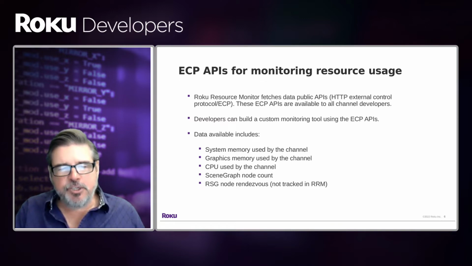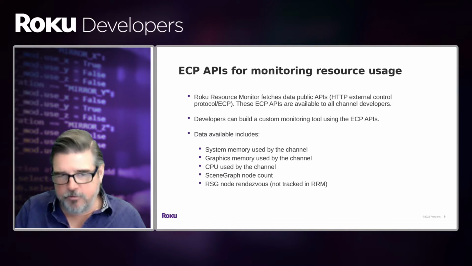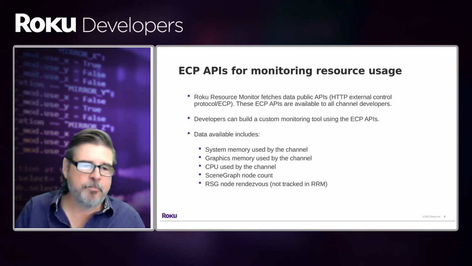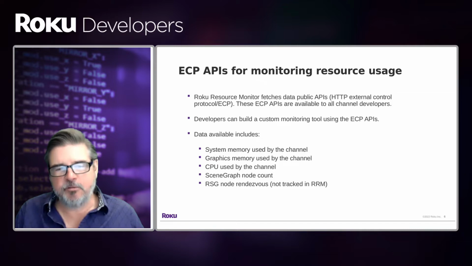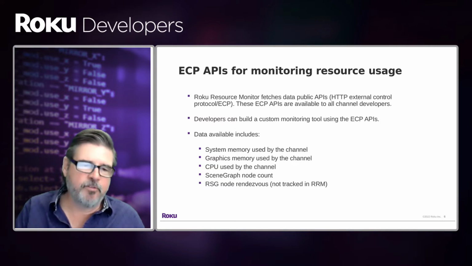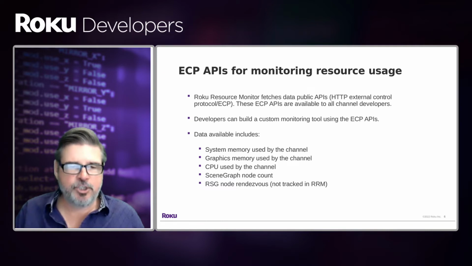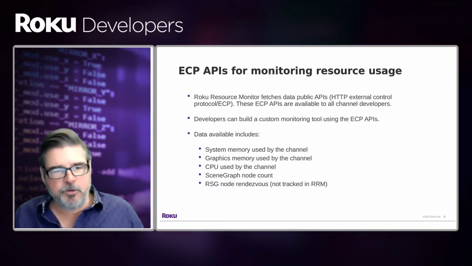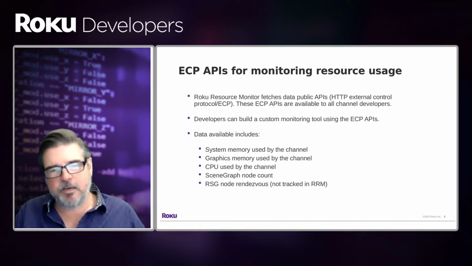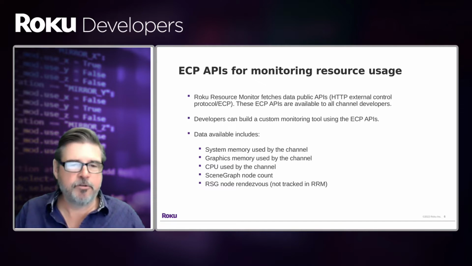One thing I've mentioned here is the RSG node rendezvous. They're not tracked in Roku Resource Monitor. But I mention it because it's a common ask from developers. They want a way to automate getting data about the scene graph node rendezvous and making them available via ECP and HTTP is just an easier way to automate than the current data, which is available on port 8080 Telnet. It's the same data, it's just available via HTTP now, which makes it much easier to automate. That's the last I'm going to mention about that, but again, it's all documented. The command is SG rendezvous. Go look it up if you're interested in tracking that kind of data.